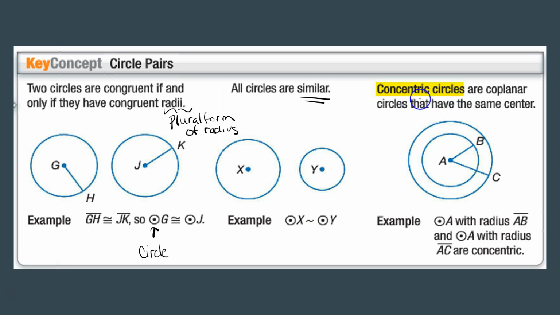Next we have concentric circles, which are coplanar circles that have the same center. We have circle A with radius AB, and we have circle A with radius AC as well. And because of that, they are concentric because they have the same center, which in our case is A.